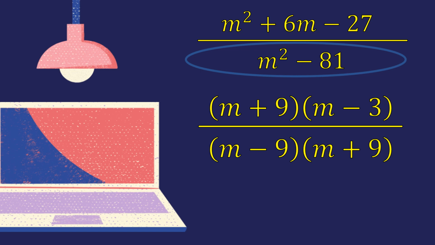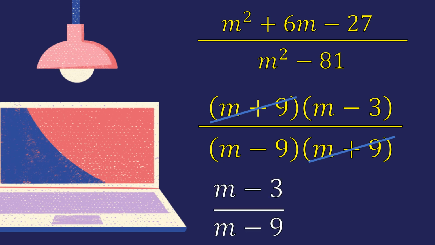Now we can already divide out or cancel our common factors. We cancel m plus 9. So the simplified form now of the given rational expression is m minus 3 all over m minus 9.